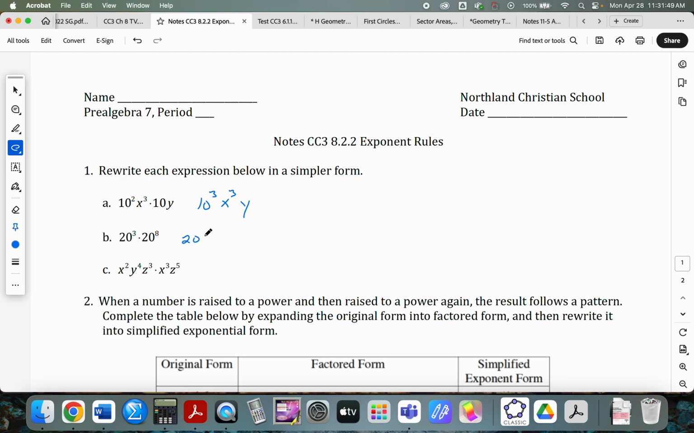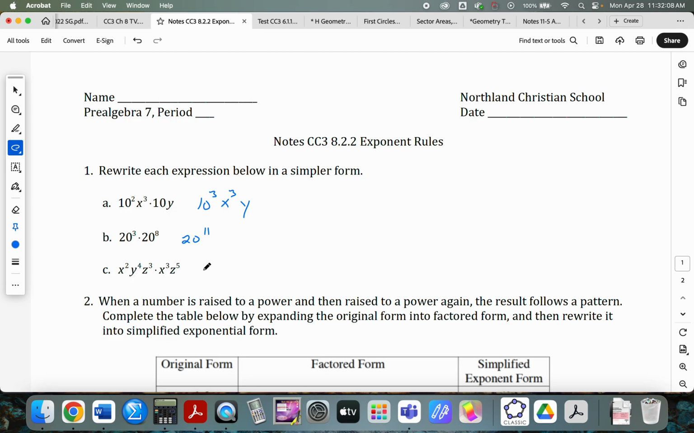Here we'll have 20 raised to the 11th power. We're just adding the 3 and the 8. When we multiply two numbers together that are exponents, where we have the same base, we simply keep the base and add the exponents. For this one, same idea.